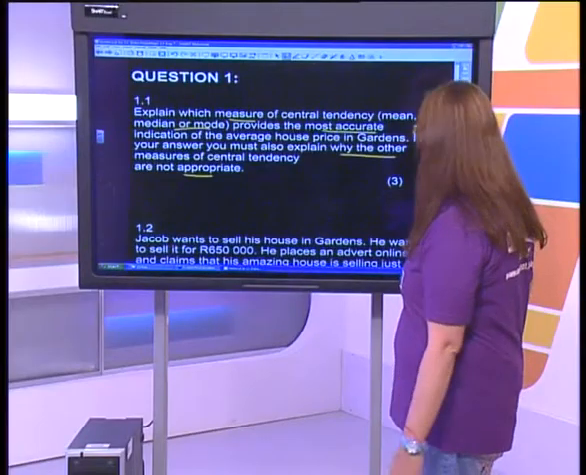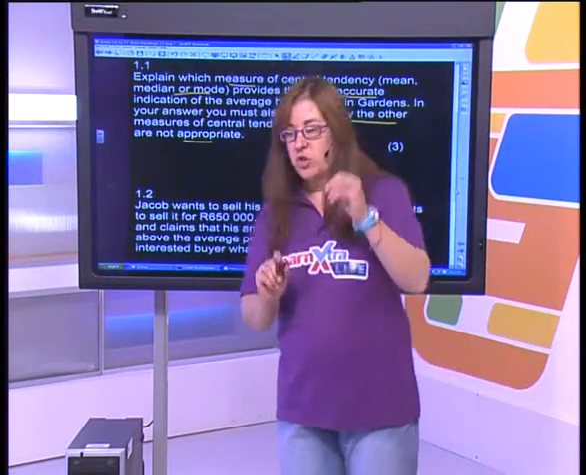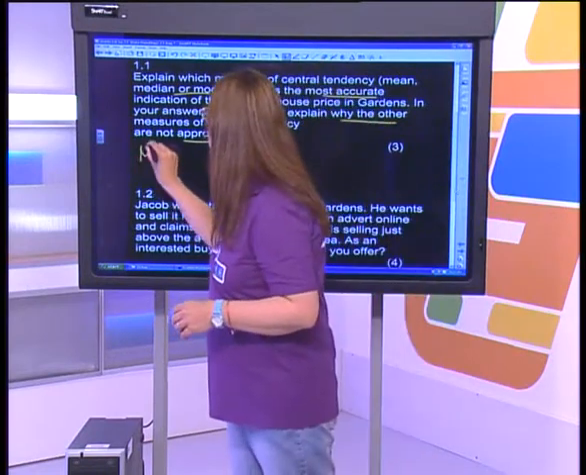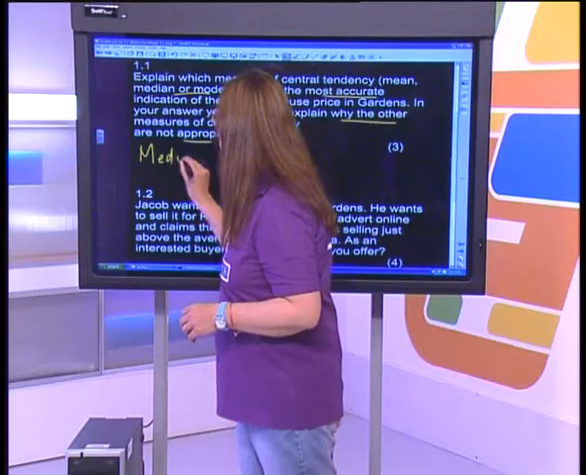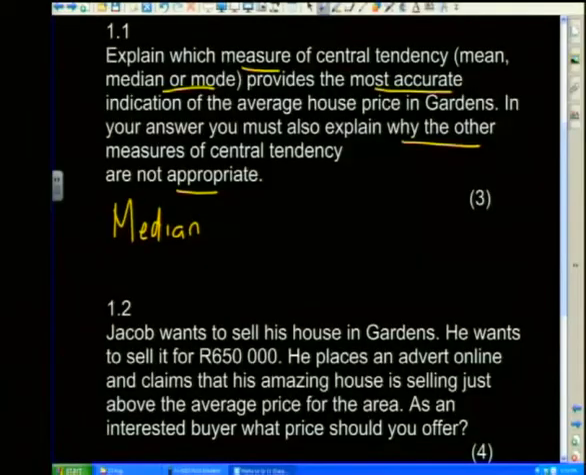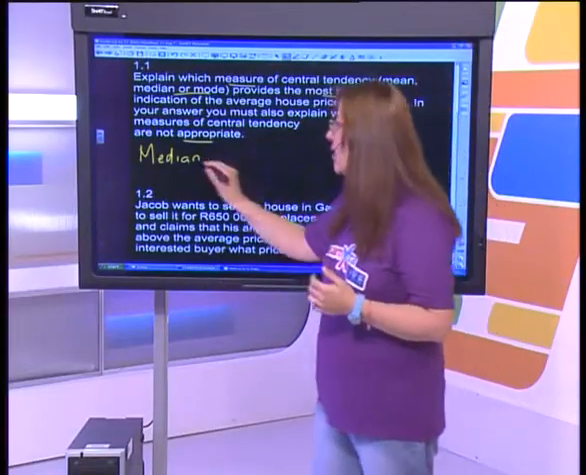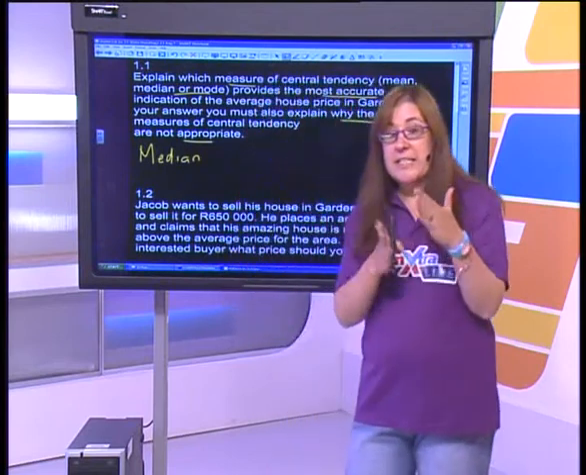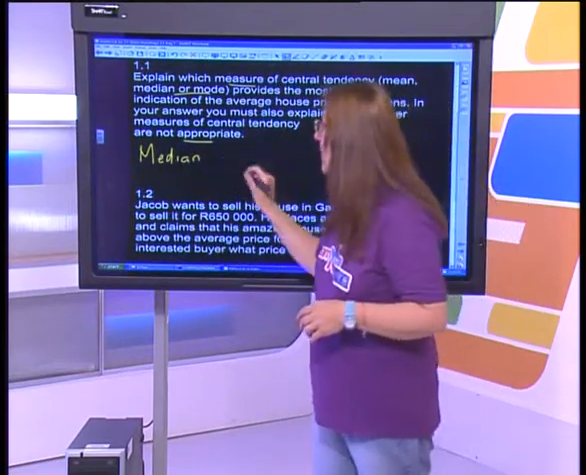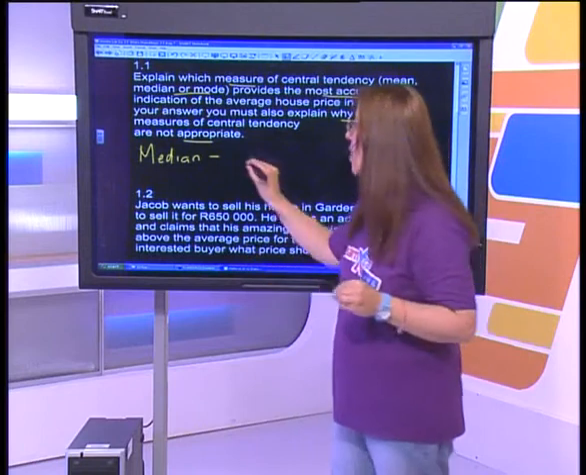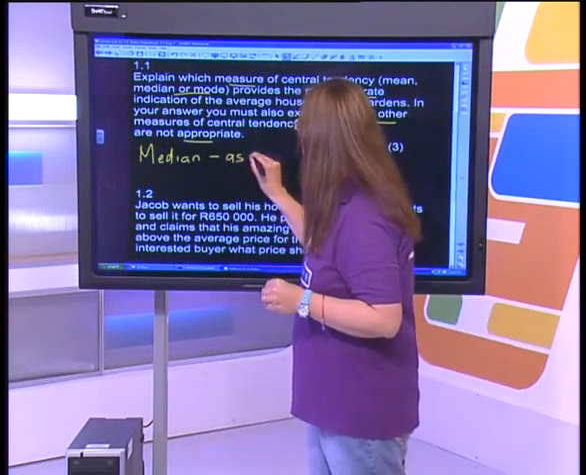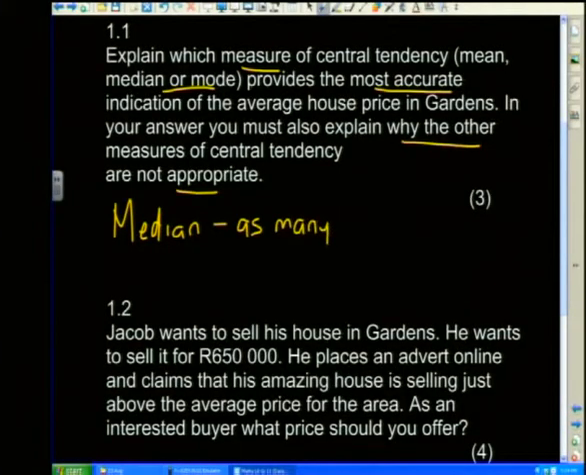So, first of all, let's decide which is the most appropriate. Whenever they ask you this, the most appropriate is in fact the median. If they ask you this kind of question, it usually means that we've got huge outliers, and our outliers tend to skew our mean. So our median is great because it's got as many high as below, as many below as above.